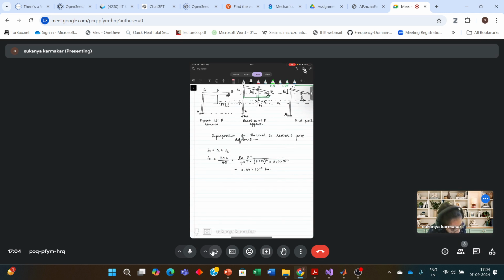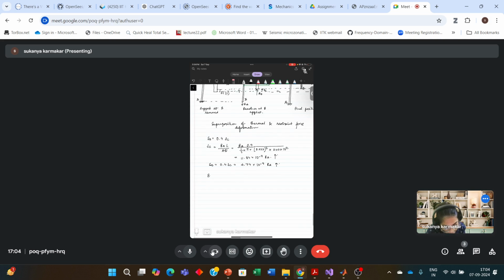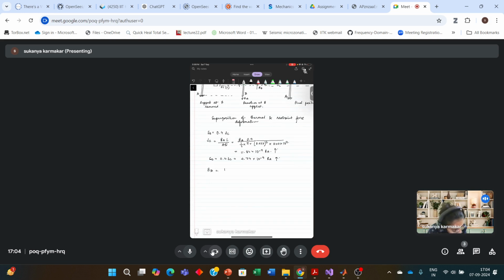Now delta D is 0.4 times delta C. You just calculated delta C. So this comes out to be 4.74 into 10 to the power minus 9 RA. Now this deflection is in the upward direction. Delta D is also in the upward direction. So deflection at B will be RBL by AE.